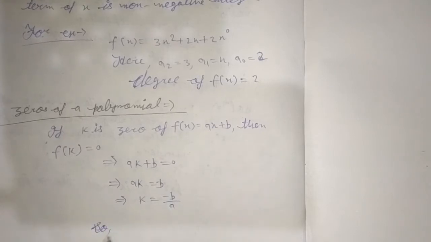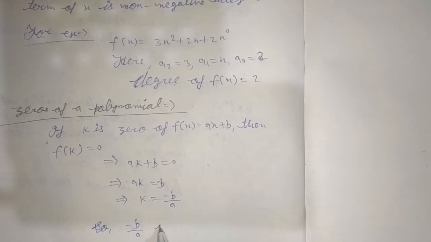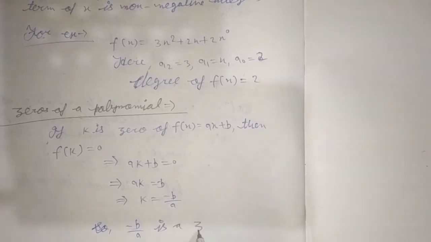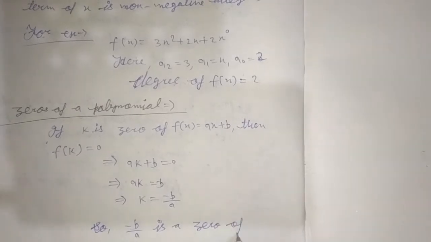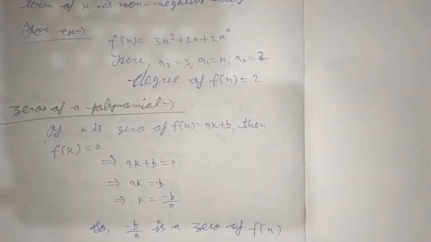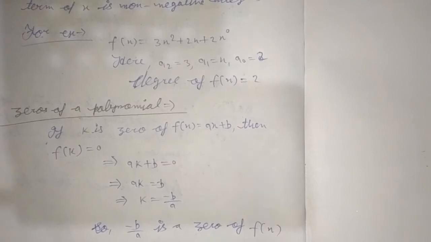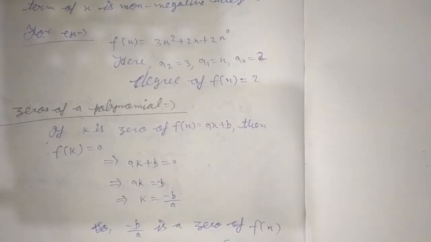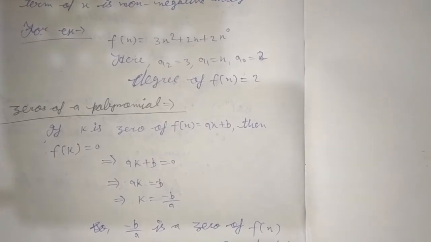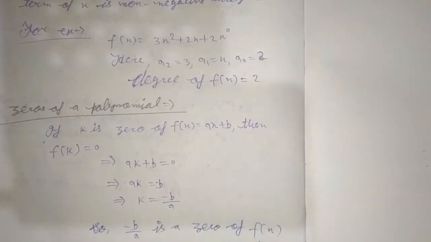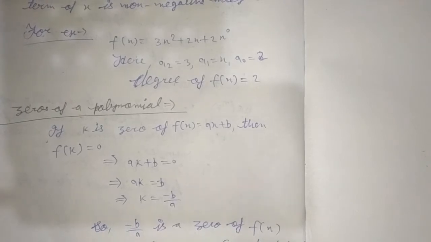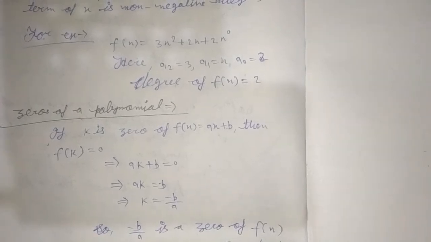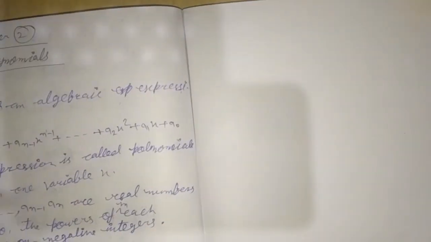So we can say that minus b upon a is a zero of f(x), where minus b upon a equals minus the constant term b upon the coefficient of x, a.